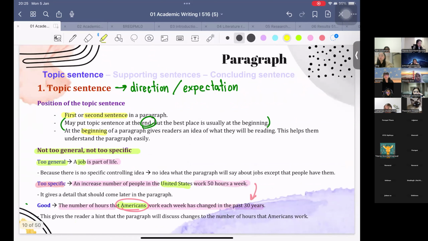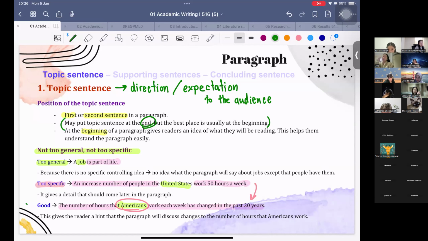The next one, just like what I have mentioned: the topic sentence provides the direction, the overview, and expectations to the audience. That's the goal of having a topic sentence. You can write it as the first or second sentence, but not at the end. Normally, we put it first to help the audience understand quickly and easily what you write.